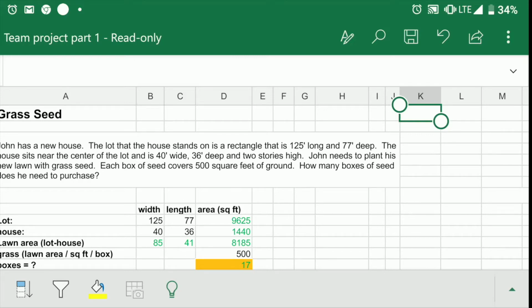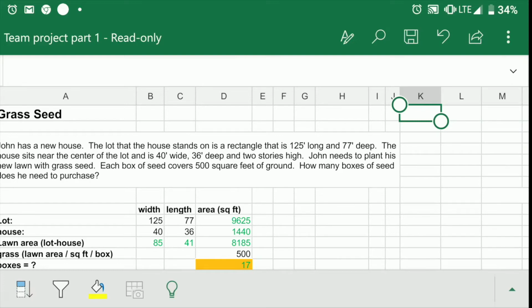The first of the two problems that I'm about to talk about is going to be the grass seed problem. So a man named John gets a new house. The lot that the house stands on is a rectangle that is 125 feet long and 77 feet deep. The house sits near the center of the lot and is 40 feet wide, 36 feet deep, and 2 stories high. John needs to plant his new lawn with grass seed. Each box of seed covers 500 square feet of ground. How many boxes of seed does he need to purchase?